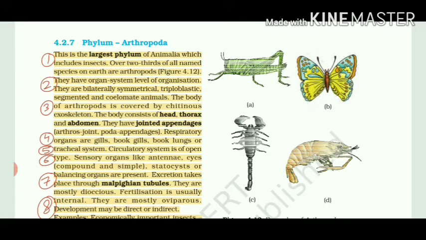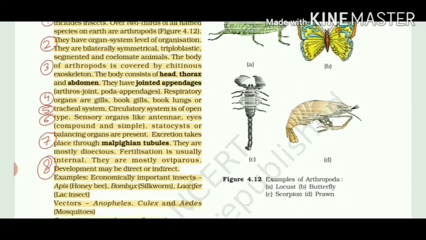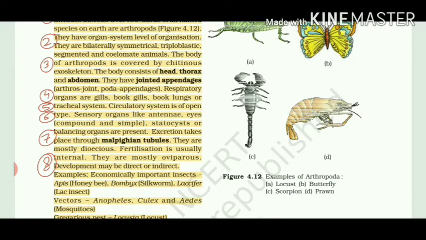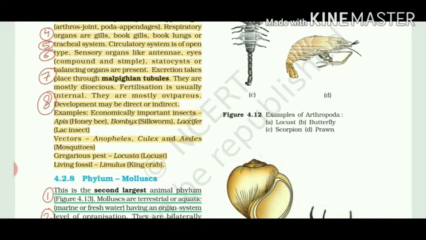Similarly, these have special cells or special organs called statocysts. Next, they have special organs for excretion called Malpighian tubules, and they mostly are dioecious, like male and female are separate, and fertilization is internal. They lay eggs. So oviparous, kindly underline, they lay eggs. Development can be direct or indirect. Now here you may have hundreds of examples of insects. Any two you can write.